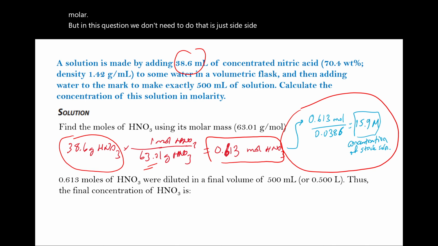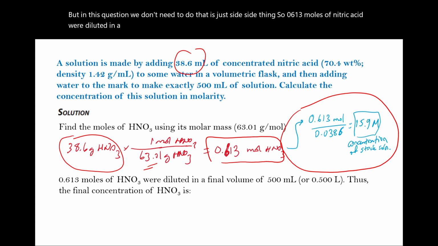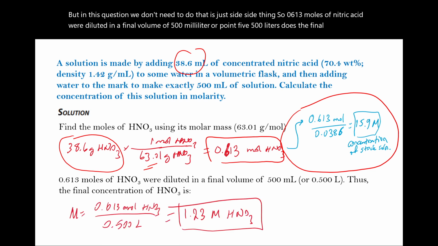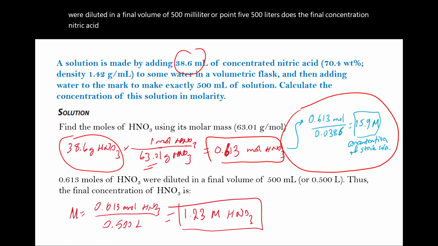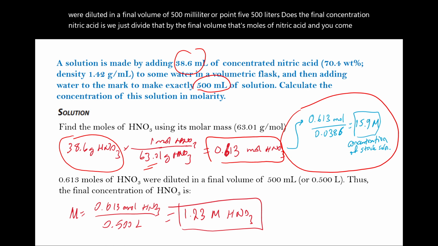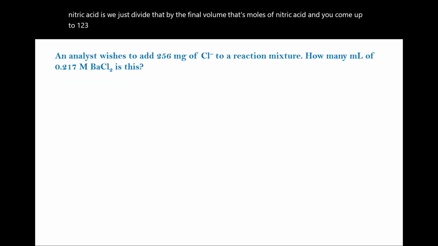So 0.613 moles of nitric acid were diluted in a final volume of 500 milliliters. Thus, the final concentration of nitric acid, we just divide the moles of nitric acid by the final volume, and you come up to 1.23 molar nitric acid.